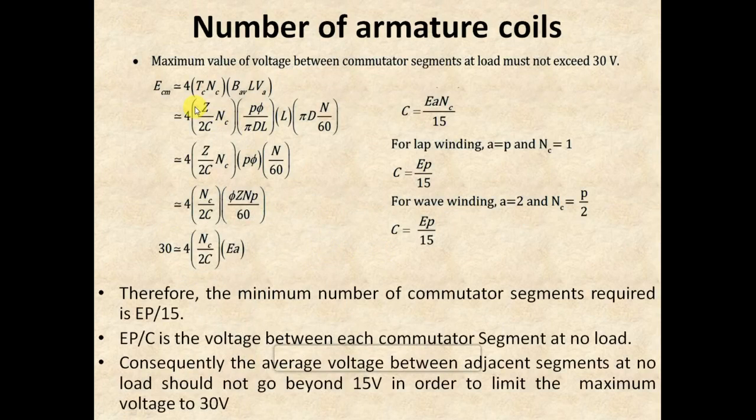So making the substitution of TC as Z by 2C, and B average is actually the specific magnetic loading, so making that substitution, P phi divided by pi D L, and VA is actually indicating the peripheral velocity, and you very well know the relation for peripheral velocity as pi D N by 60. Making the suitable substitutions and simplifying it further, we will be able to obtain the final relation as 4 into Nc divided by 2C into phi P N Z divided by 60.